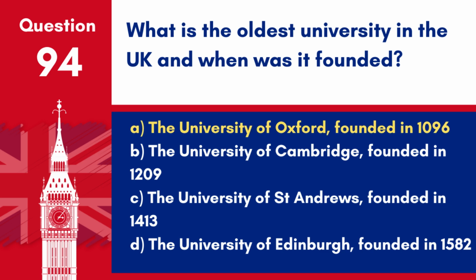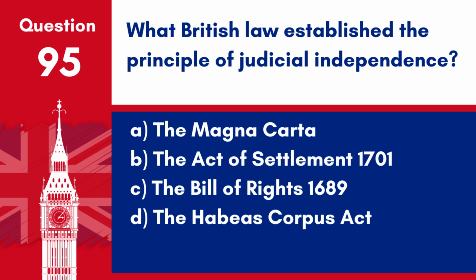Answer A. The University of Oxford, founded in 1096. Oxford is the oldest university in the English-speaking world, with teaching existing in some form since 1096. Question 95. What British law established the principle of judicial independence? A. The Magna Carta. B. The Act of Settlement 1701. C. The Bill of Rights 1689. D. The Habeas Corpus Act.